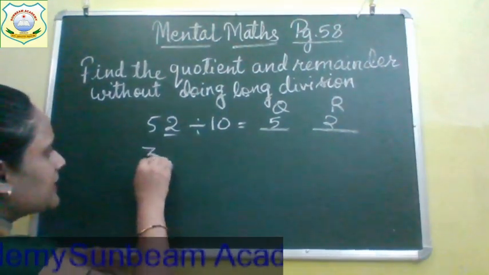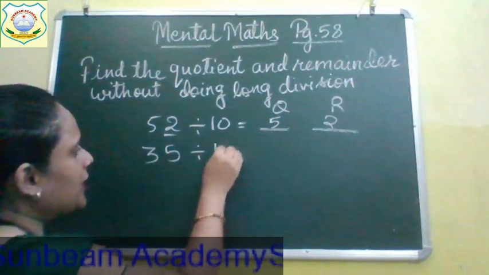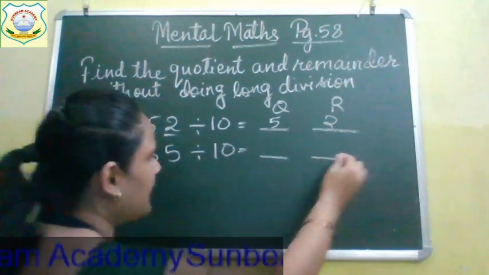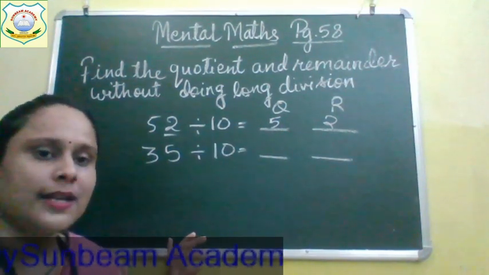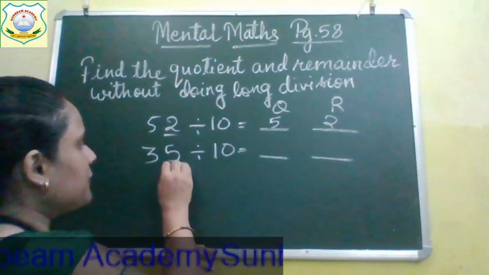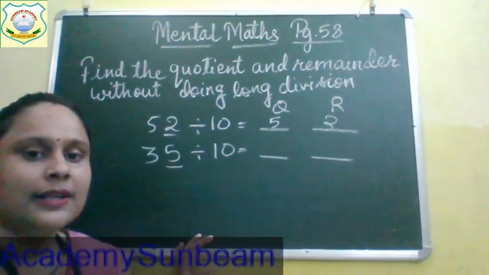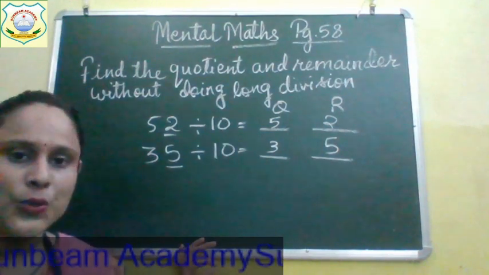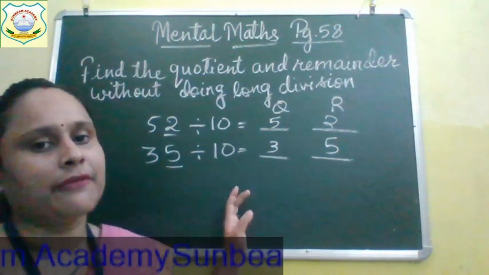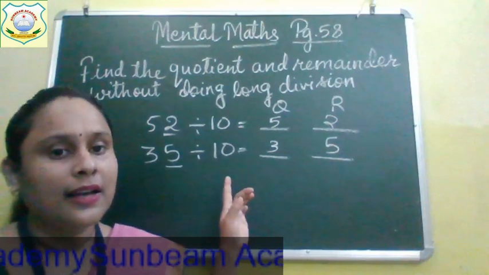Suppose take one more example. Suppose the number given to you is 35, to be divided by 10. Children, which number is there in the ones place? 5. So 5 will become the remainder and the remaining number will become the quotient. So this was the case when we have to divide any number by 10.